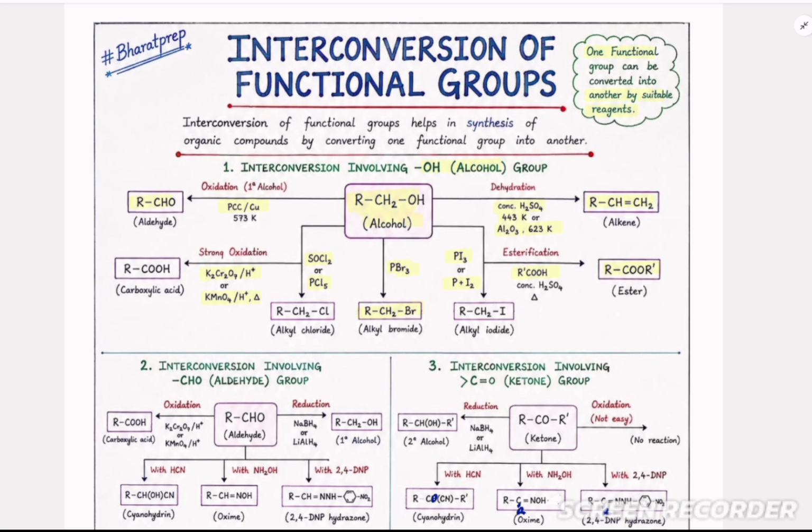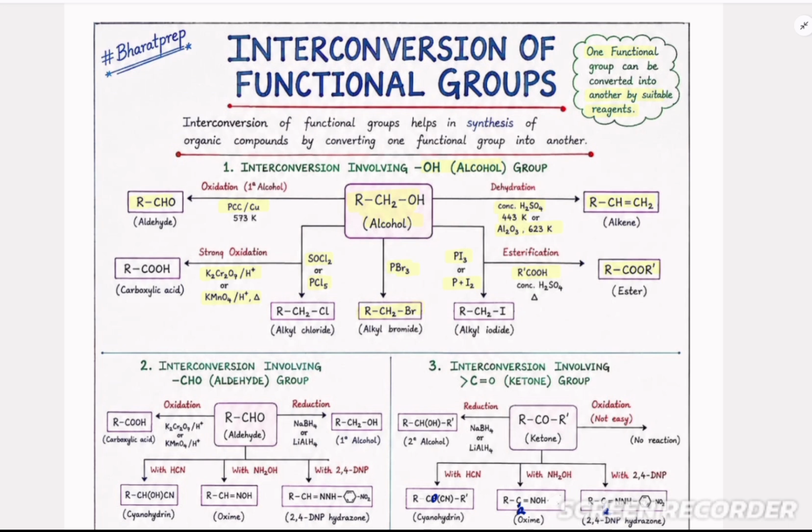For example, if we just heat alcohol at 443 K in presence of concentrated sulfuric acid, we have a loss of water, that is called dehydration, and in this case we get alkene. And further, this alcohol can be converted into ester also, which is, we can say, a derivative of the acids, by reaction with acids in presence of concentrated sulfuric acid.